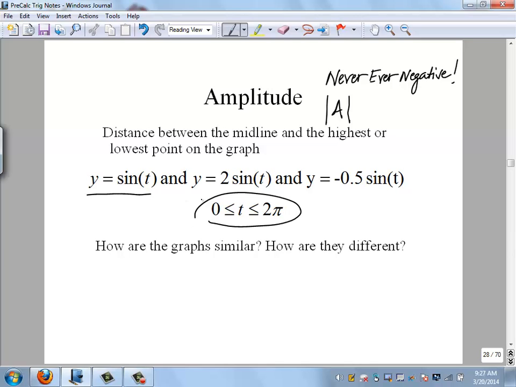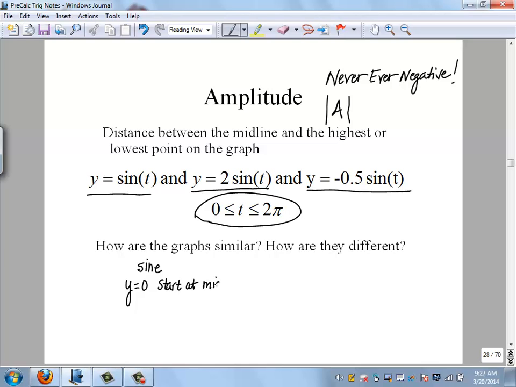I have y equals sine of t, y equals 2 sine of t, and y equals negative 0.5 sine of t. Well, I want you to recall what we learned in the transformation chapter right before here. So let's first talk about how they are similar. Well, they're all sine curves, so every one of these is going to start at midline. Their midline is y equals 0, so they all start at midline.